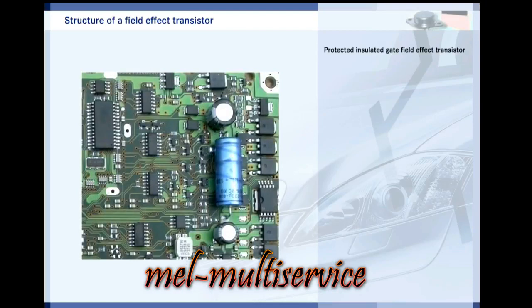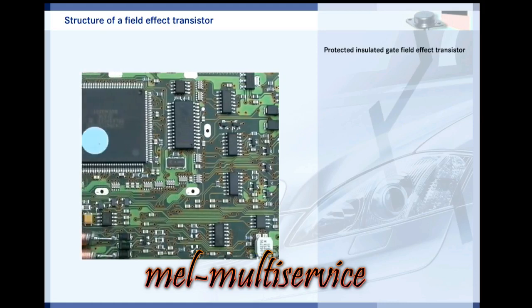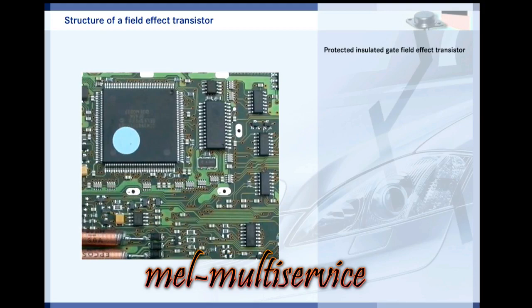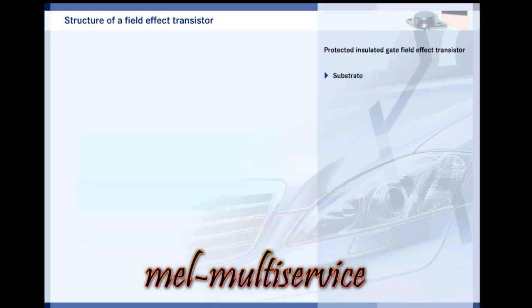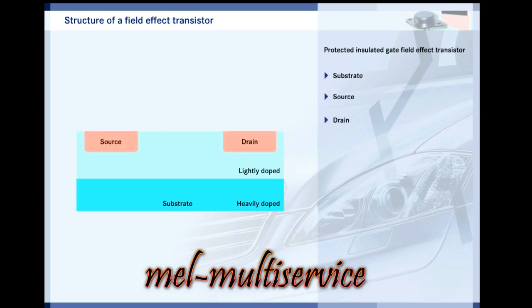A more sophisticated development of the bipolar transistor is the field effect transistor. There are many variations, but we will deal with the protected insulated gate field effect transistor because it is not only used as a single component, but is also the basis for integrated circuits. Its component parts are applied on a p-type substrate, whose upper layers are lightly doped and lower layers more heavily doped. Two n-type regions with electrical connections are added. These are called the source and the drain.